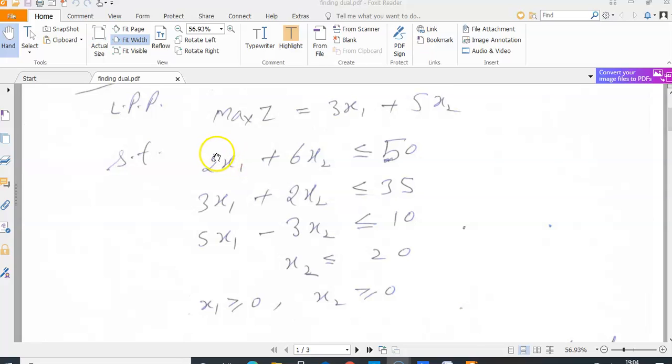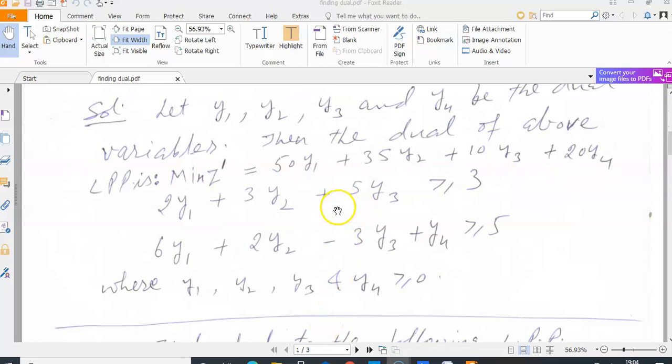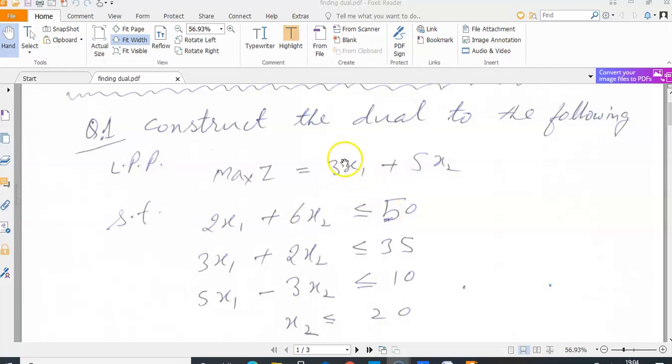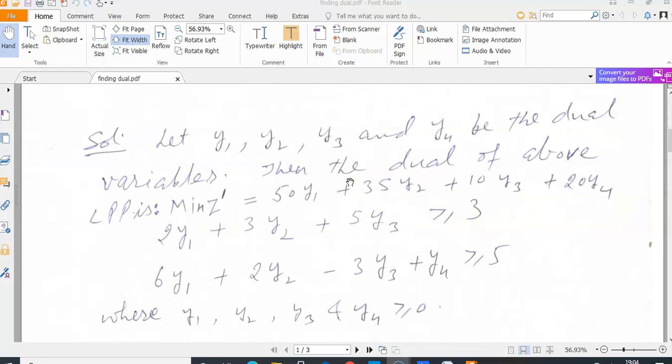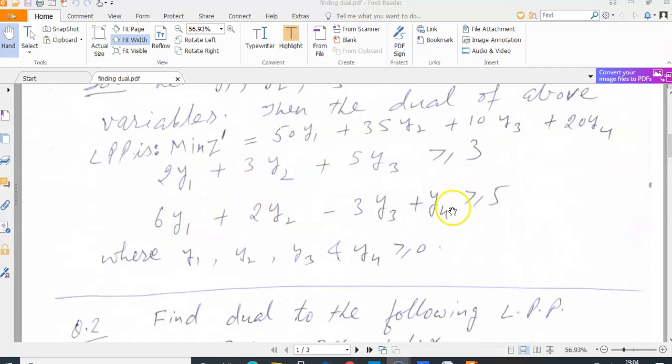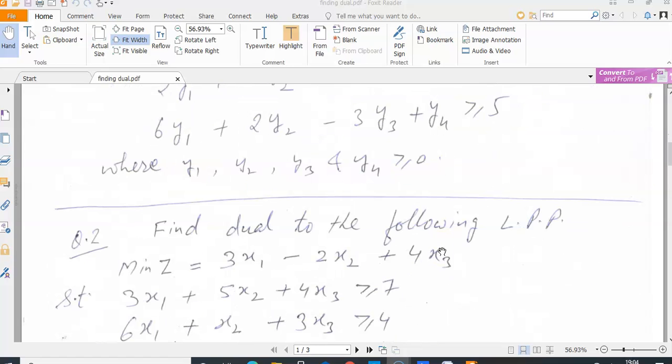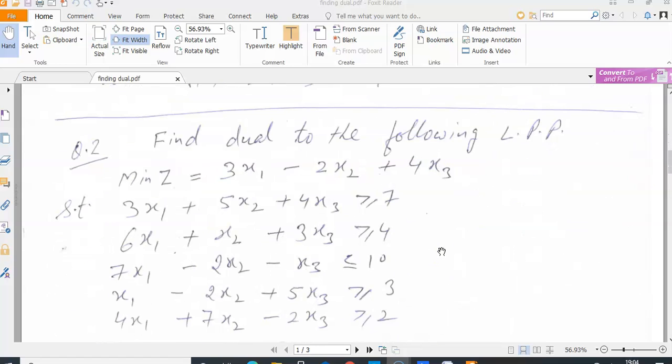Similarly for the constraints, there will be 2 constraints because there are only 2 variables. The first column will represent the first dual constraint: 2y1 plus 3y2 plus 5y3 plus 0 into y4 greater than or equal to 3. 3 is the coefficient of the objective function in the primal. Similarly, we can find the second constraint: 5y1 plus 2y2 minus 3y3 plus y4 greater than or equal to 5, and all of y1, y2, y3, y4 greater than or equal to 0. This is how we found the dual of the primal problem.